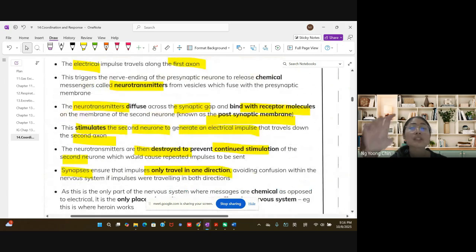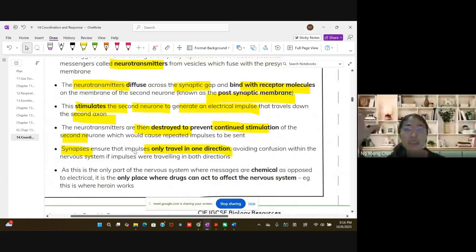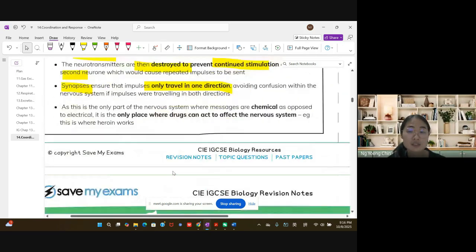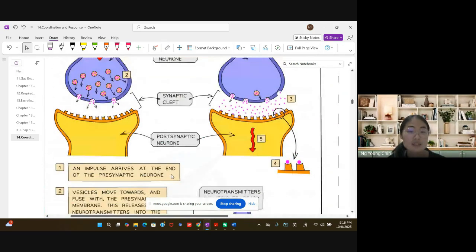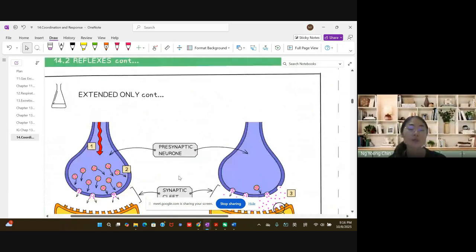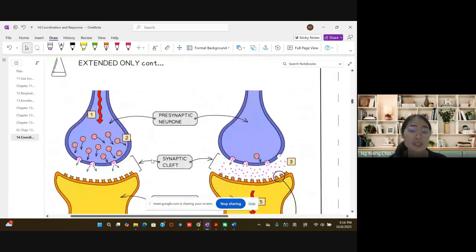So a neurotransmitter itself is actually just something like a substrate, because it has a specific structure. So it can only bind to the receptor proteins with the complementary structure. So you need to know how to describe the structure. You can see here.